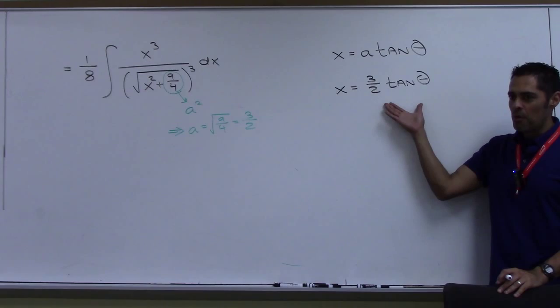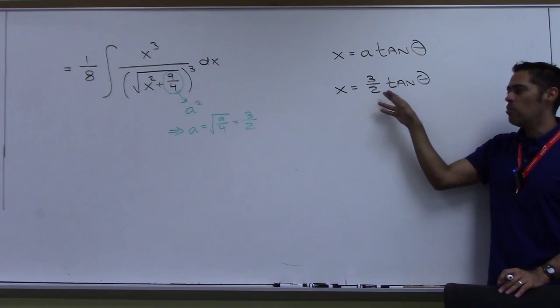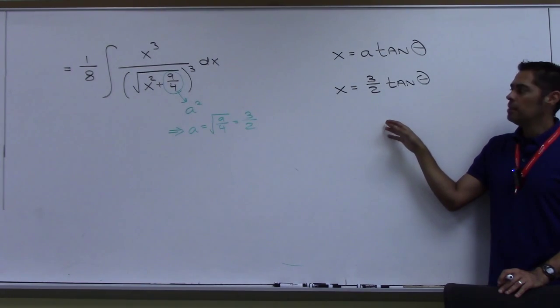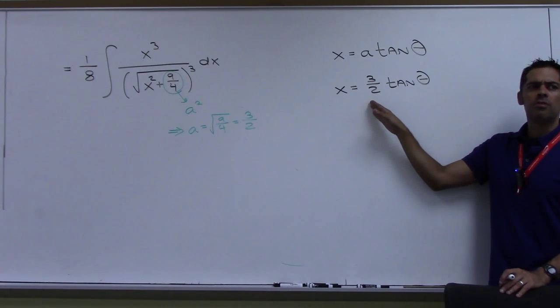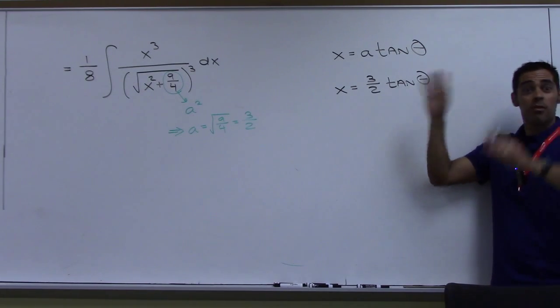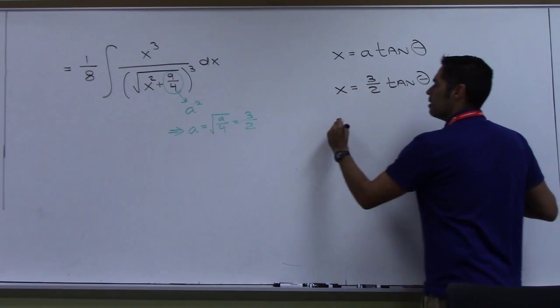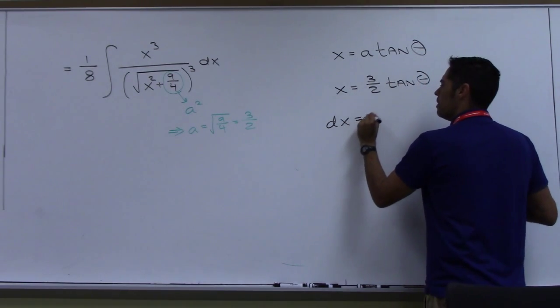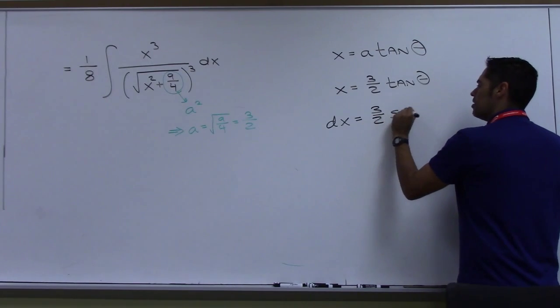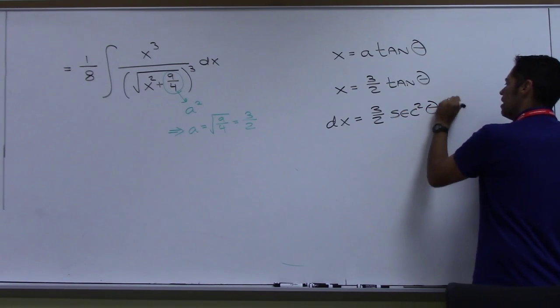All right. At this point, we have one of the 3 things we need. So who's up? Are we back there? Oh, you raising your hand? You want to go? Derivative? Andrew? Yep. So this is going to be 3 halves, derivative of tangent is secant squared theta, d theta, right?